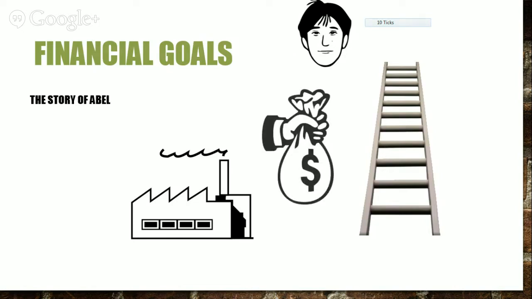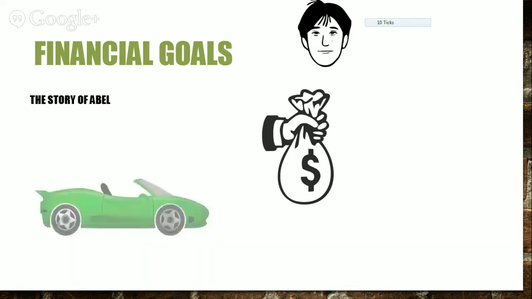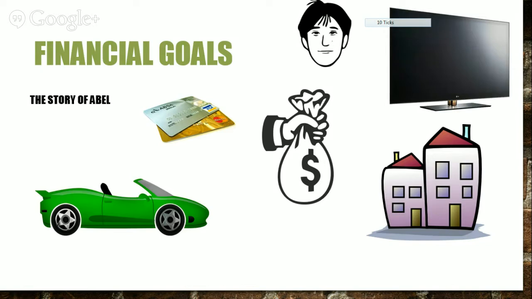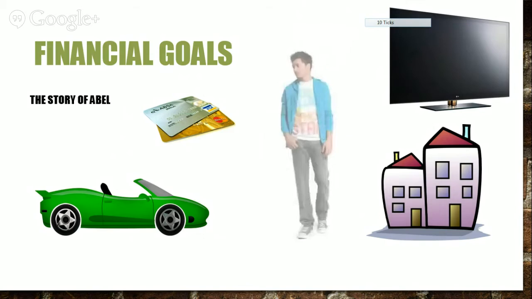So as Abel's making a lot more money, he also wants to reward himself. So with more money comes more expenses. Get a nicer car, maybe get a nicer apartment, start getting some credit cards that you think you can just pay off. You start to buy things you haven't necessarily bought in the past. You get a nice big screen TV, and you got some nicer clothes. In fact, if you look at Abel right now, he went from a cartoon to a human. That's how great Abel has it.